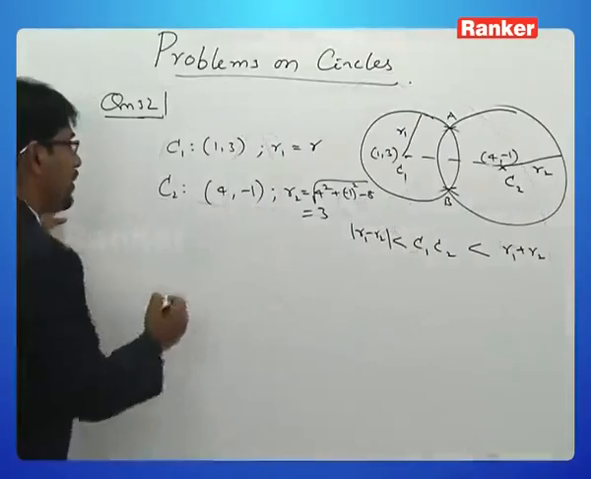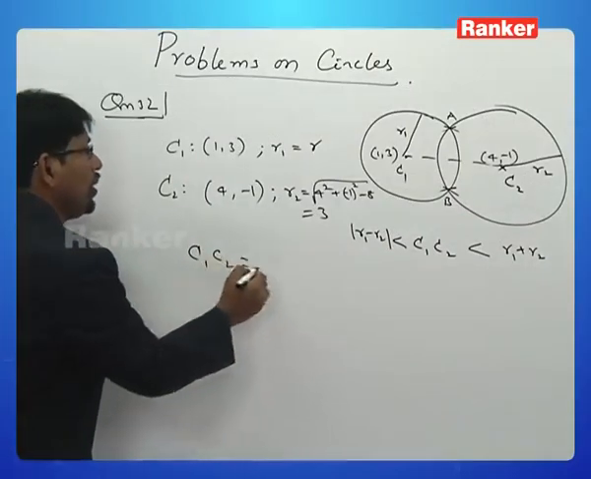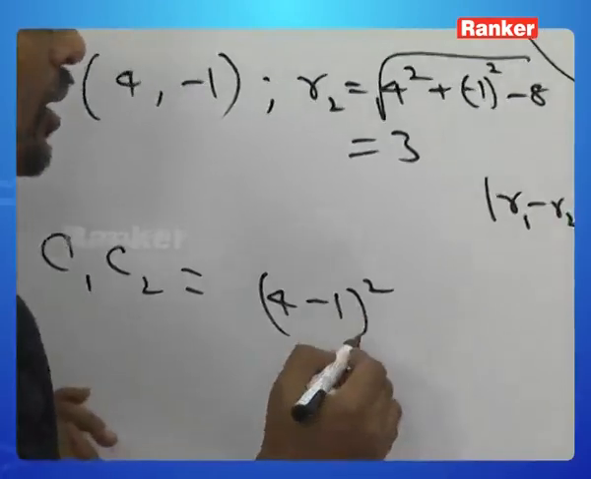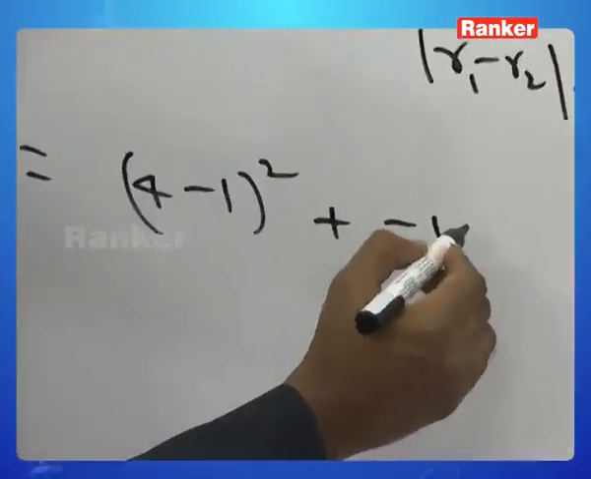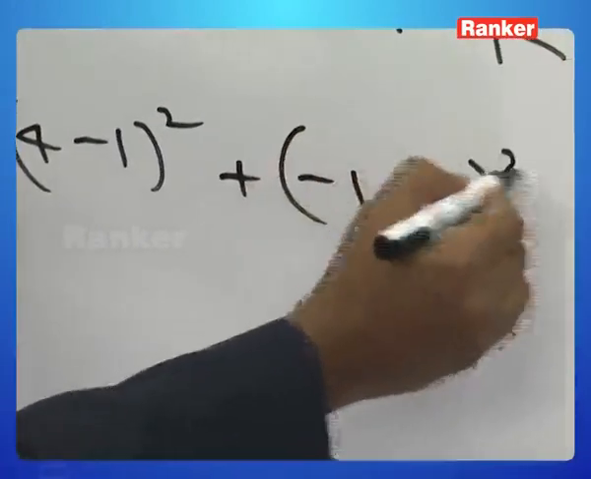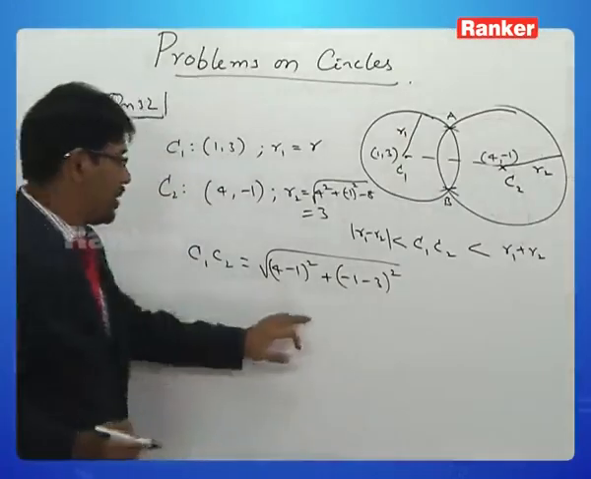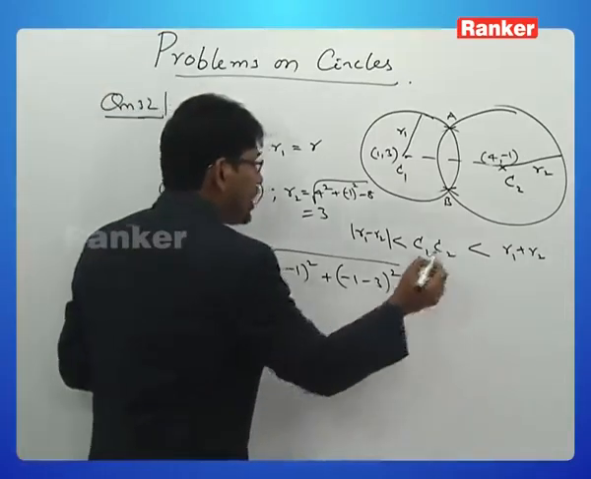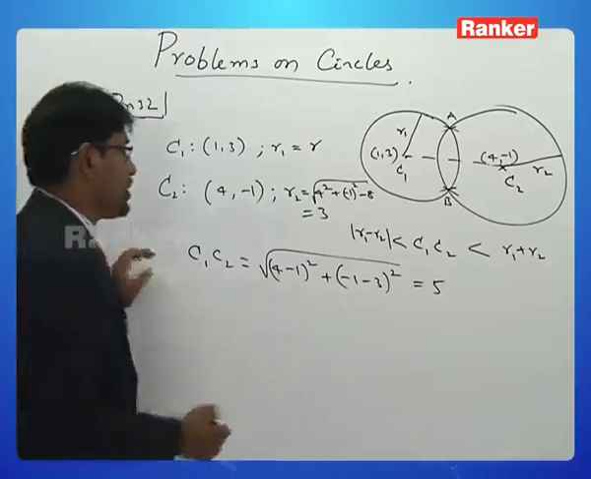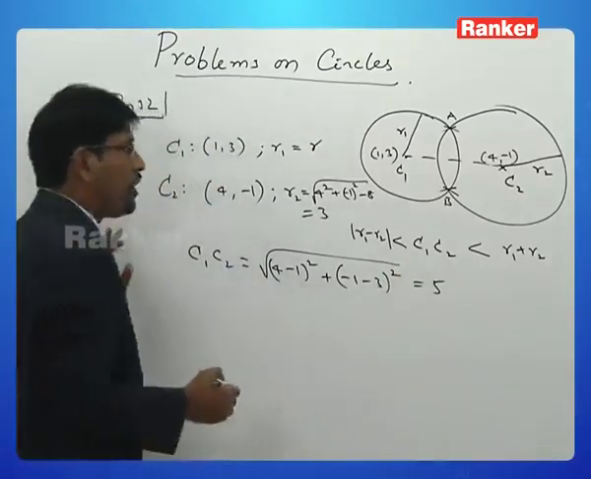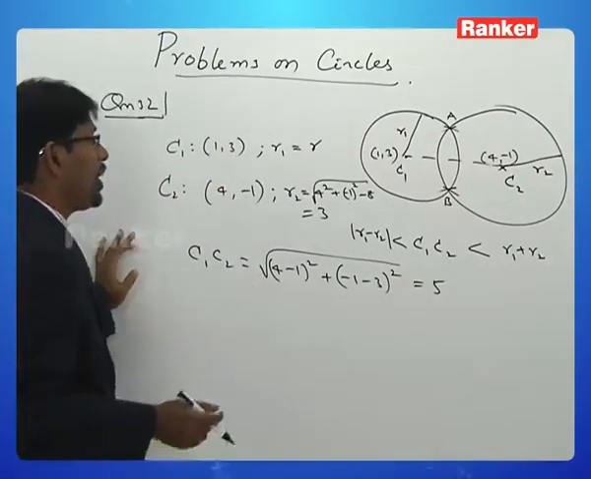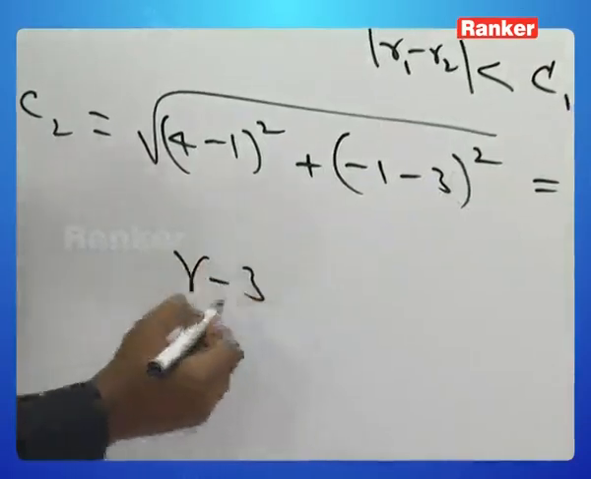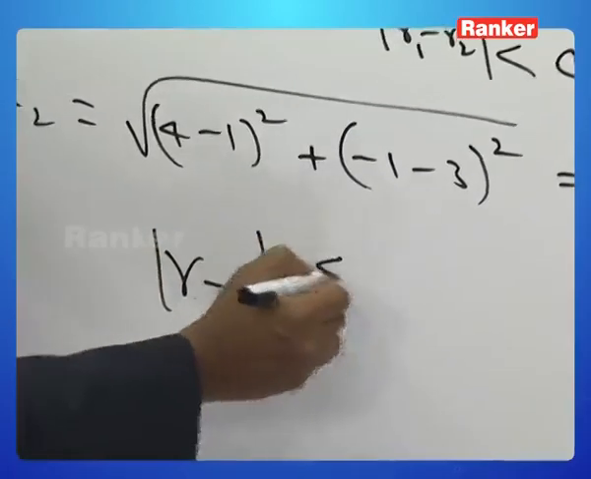Now what is the distance between the two centers? Let's find out the distance. C1C2 is equal to the square root of 4 minus 1 the whole square plus minus 1 minus 3 the whole square, using the distance formula. That makes it 4 square plus 3 square, that's 25. Under root of that, 5. So instead of C1C2 we have 5. And what do we know here? Modulus of R1 minus R2, that is modulus of R minus 3, should be less than 5.